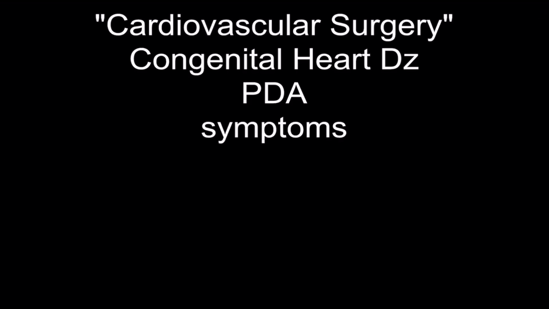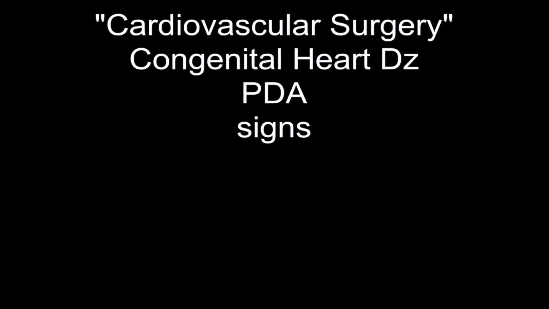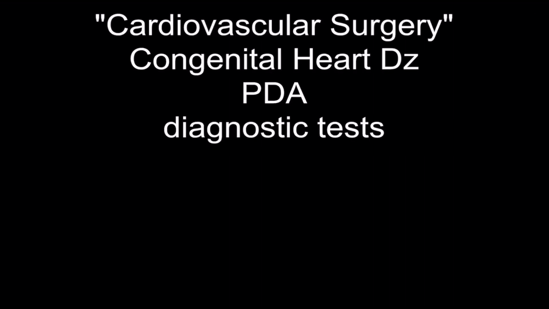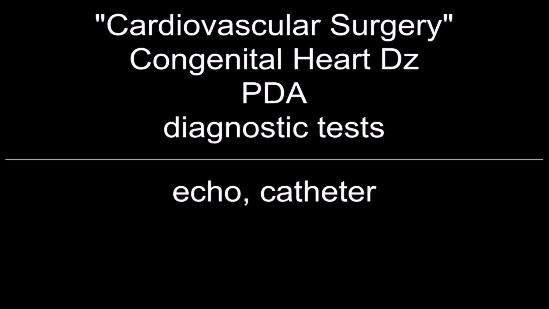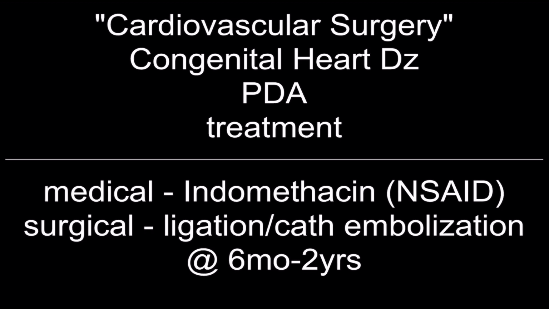Congenital heart disease, what are the symptoms of PDA? Often none, poor feeding, respiratory distress, congestive heart failure, and respiratory infection. What are some signs of PDA? Acyanotic continuous machine murmur. What are some diagnostic tests for PDA? Echo and catheter. What is the treatment for PDA? Medical, you would give indomethacin to close it, and surgical, you would ligate, and cath embolization at 6 months to 2 years.